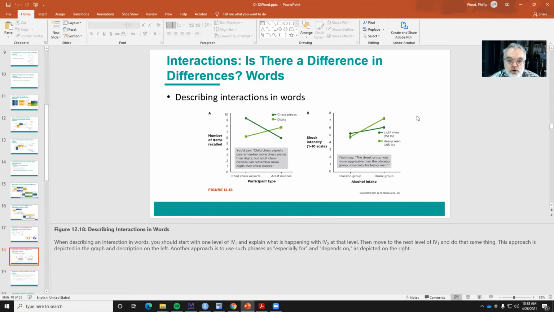And similarly for the question of alcohol intake, you might say, the drunk group is much more aggressive than the placebo group, especially for heavy men. In other words, the slope of this line for the heavy men is a bit different than for the other one, even though both lines go up between the placebo and the drunk group.